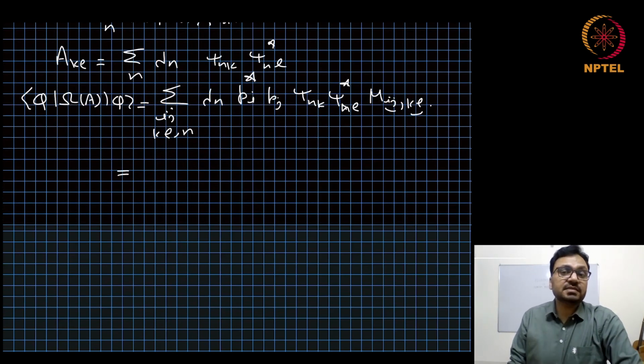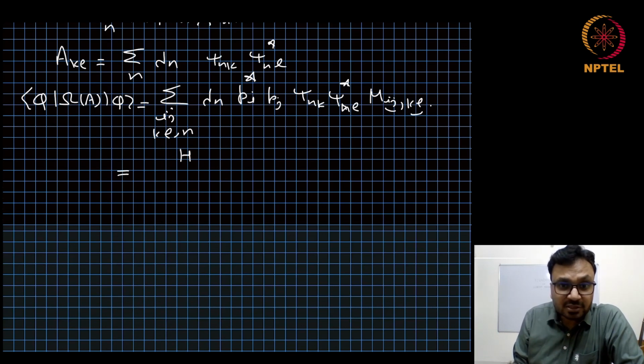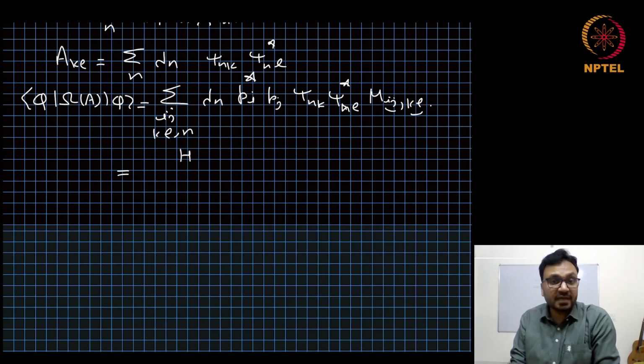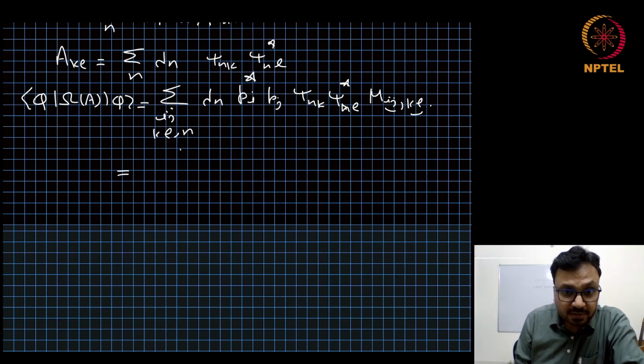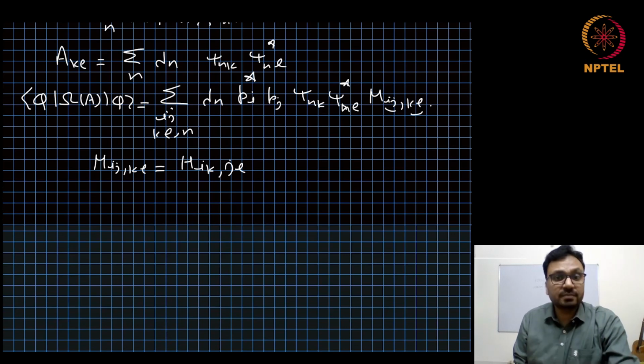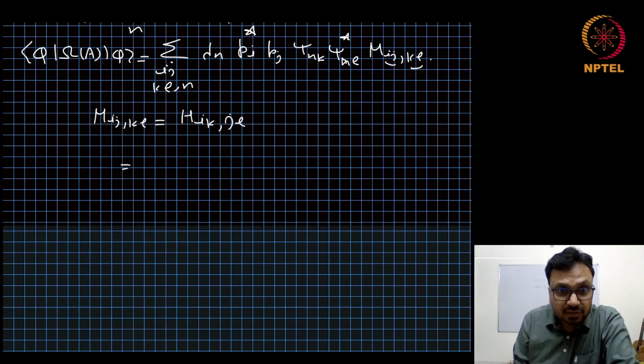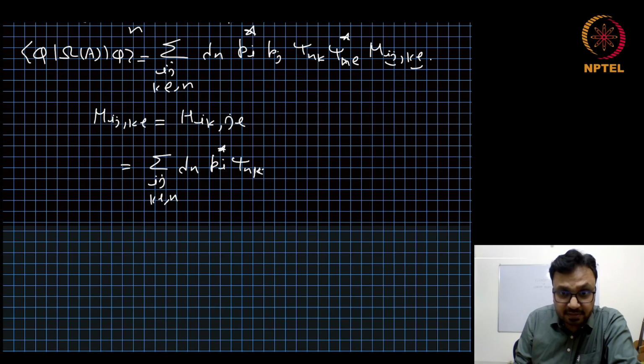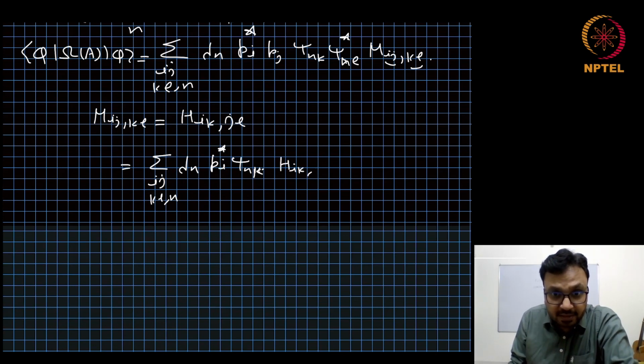What we do next to simplify it is use the H matrix, and we replace M with the H matrix. Let me recall the relation of M and H matrix. The M ij kl is actually H ik jl. We just interchange the elements, so we get the sum over ij kl n of lambda n pi star psi n k. I'm just reshuffling these also to get a form I require, and pj psi n l star.